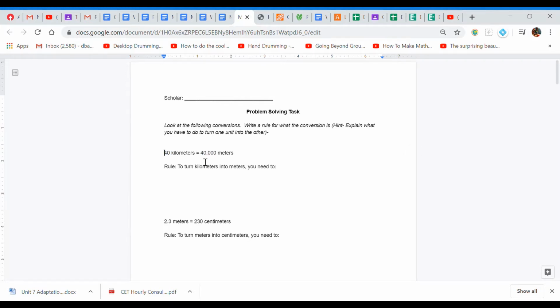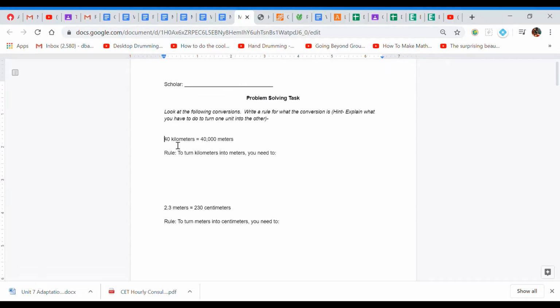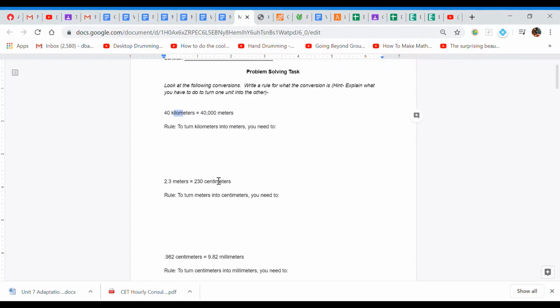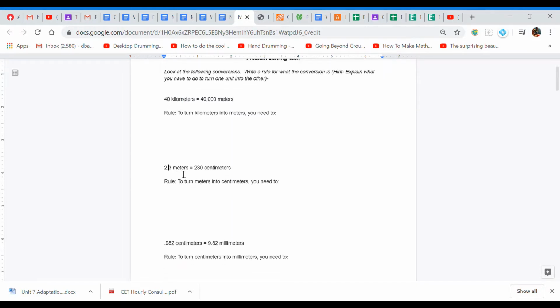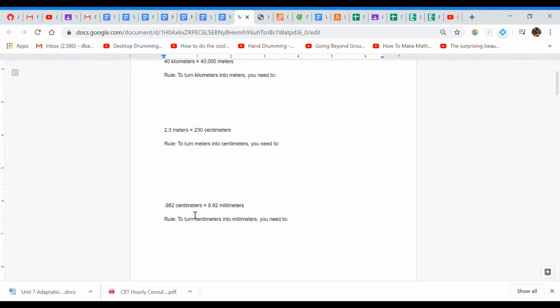Okay, that's our first conversion to look at. So if you want to turn kilometers into meters, what do you need to do? Our second one has 2.3 meters equals 230 centimeters. So what's the rule to turn meters into centimeters? Our third one, 0.92 centimeters equals 9.2 millimeters.